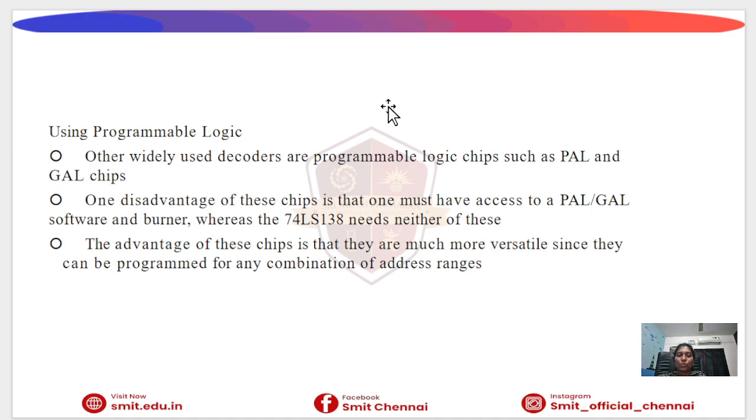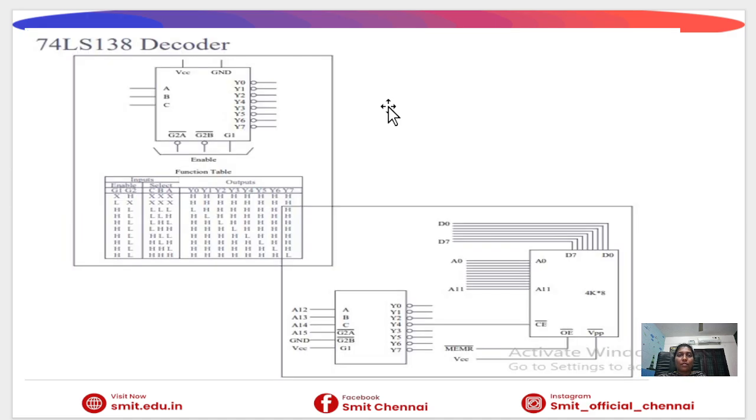And the last one is enable. The enable pins of the 74LS138: G1 is active high, and G2A and G2B are active low. These pins must be properly connected, otherwise the decoding will not work. This is the enable for the address decoding.